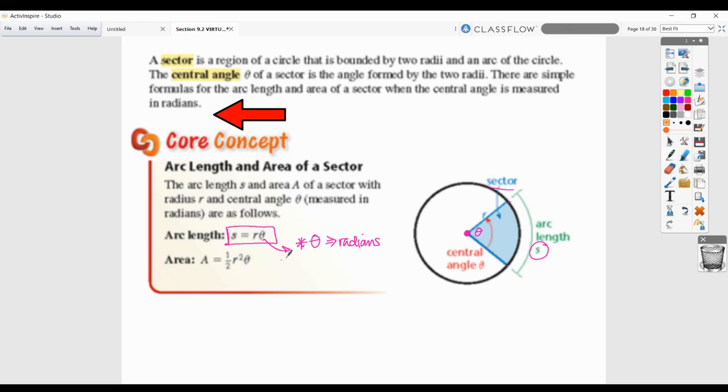Same thing with the area formula. If I wanted to find the area of this sector, which is all the filled in piece there, I'm going to do 1/2 times the radius squared times theta. Again, that theta has to be in radians.